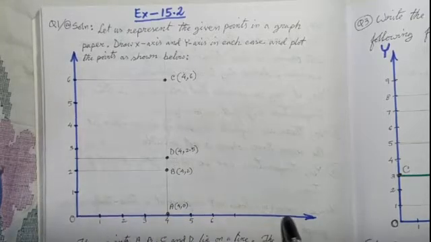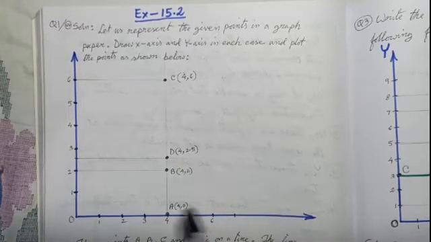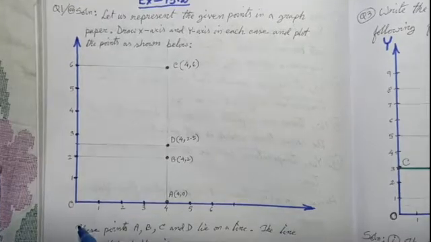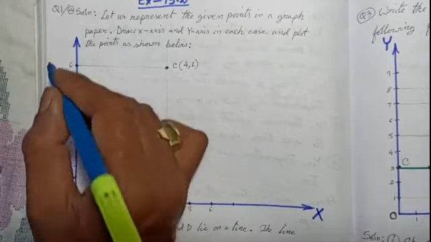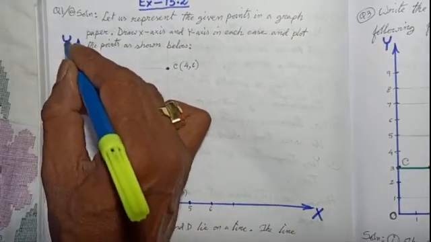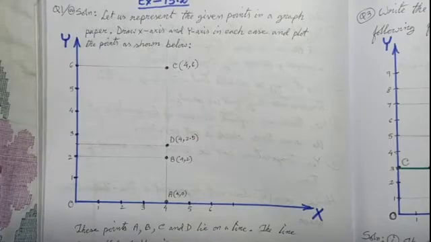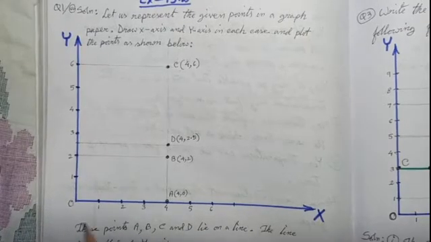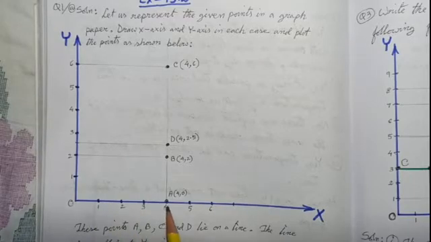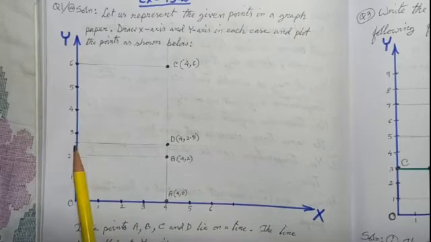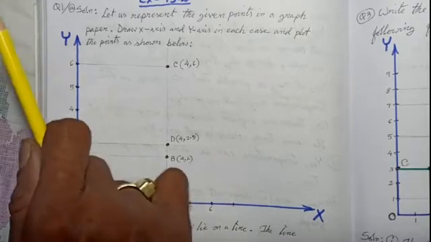So this line represents x-axis and this line represents y-axis. So this is x-axis and this is y-axis. And this is 0. And this is 1, 2, 3, 4, 5, 6, and so on. And on this y-axis, this is 1, 2, 3, 4, 5, 6, and so on.